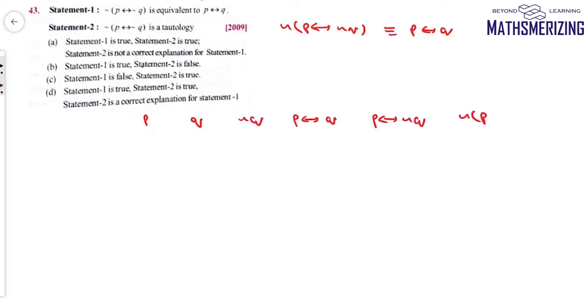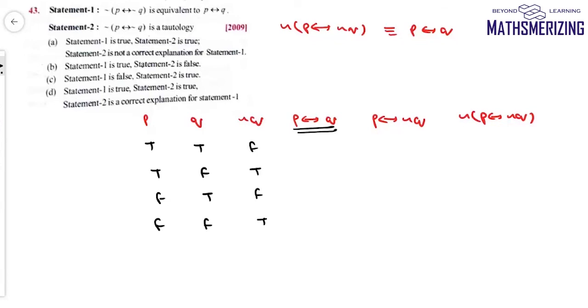Now question number 43. Again it's a biconditional statement. Now it says not of P if and only if not Q is equivalent to P if and only if Q. And second statement is this first expression is a tautology. So again I'll write P, Q, not Q and then P biconditional Q, P biconditional not Q and negation of P biconditional not Q. So this is true, true, true, false, false, true and false, false. Not Q will be false, true, false and true.